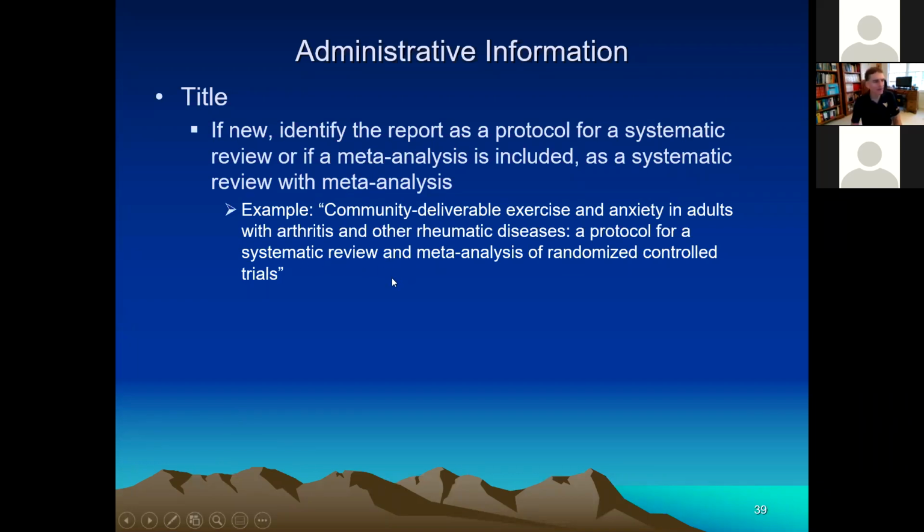No. Okay, so here's an example of a title that you could use, and it fits the criteria for what you need to have in the title. And it's community deliverable exercise and anxiety in adults with arthritis and other rheumatic diseases, a protocol for a systematic review and meta-analysis of randomized controlled trials.